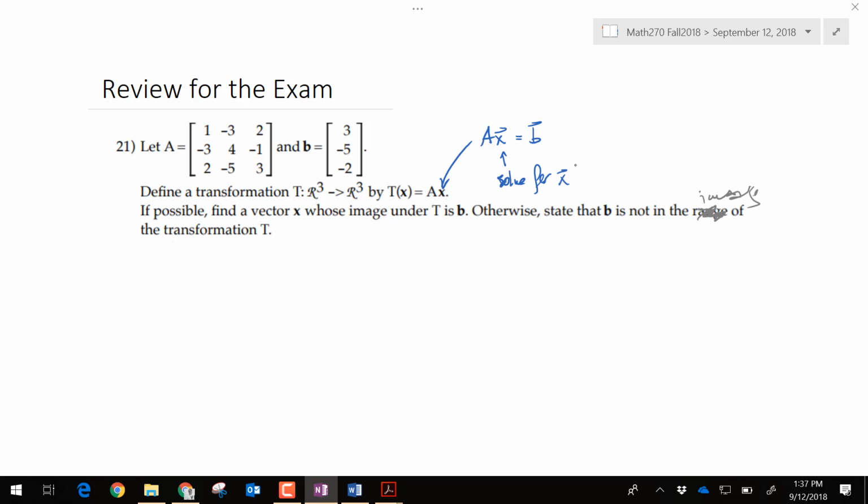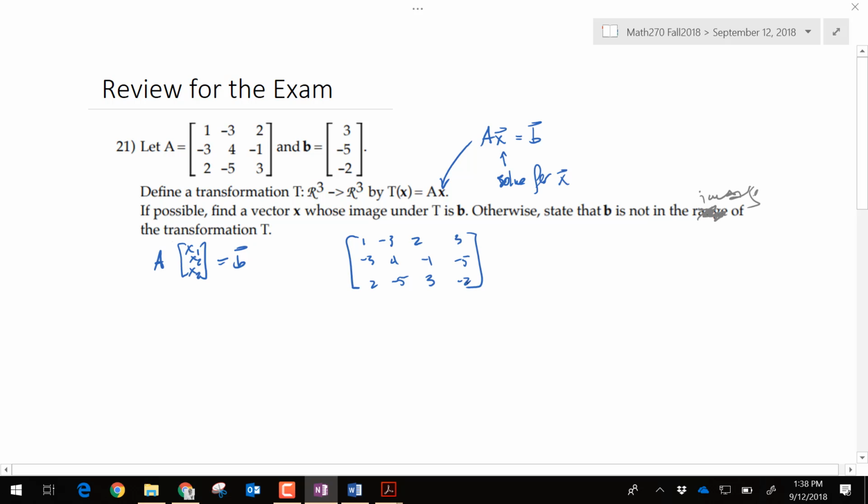You could go through that process, but we can shortcut and say, let's just go through the augmented matrix. So we could say A times x1, x2, x3 equals b, but that matrix is essentially going to be the same matrix augmented. And so when I said that in your exam the largest matrix would be a 3 by 3, I meant a 3 by 4, something like this.